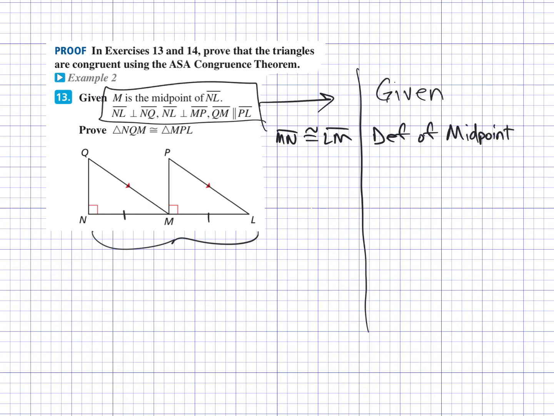Okay. And then we see that NL is perpendicular to NQ. And that's marked. NL is perpendicular to NQ. That's marked as a right angle. NL is perpendicular to MP. That's marked as a right angle. And QM is parallel to PM.